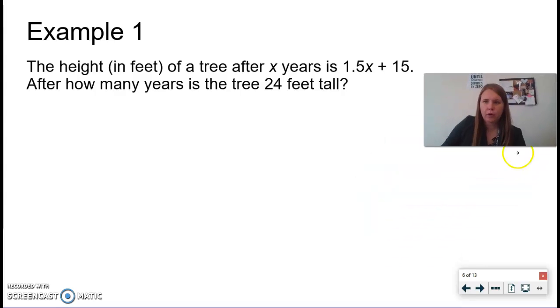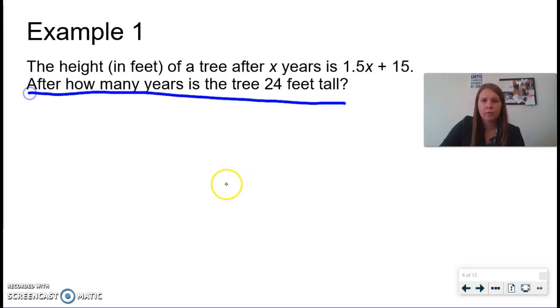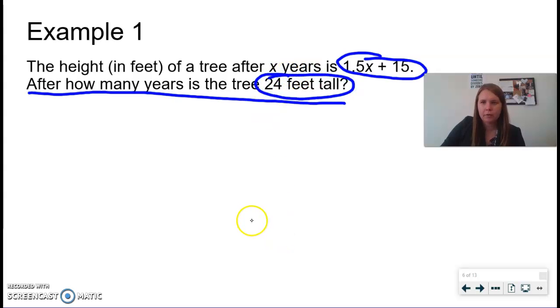So let's go ahead and look at a word problem to start us off, okay? Example 1 says the height in feet of a tree after x years is 1.5x plus 15. After how many years is the tree 24 feet tall? So ultimately we want to know what our problem is, and we're going to underline it. It says, after how many years is the tree 24 feet tall? Now, knowing our operation is going to involve solving for that variable, we're going to need this actual equation, so I'm going to circle that, as well as how tall it would be at the end. That's going to be important.